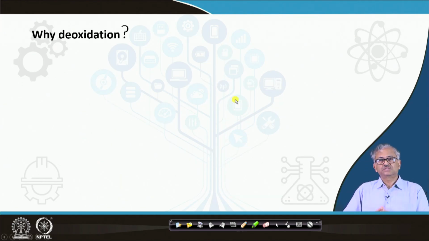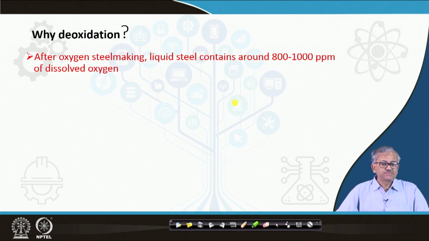Now, the first operation in secondary steelmaking is called deoxidation. We will talk about deoxidation, and first of all, why deoxidation is required. That is very important.